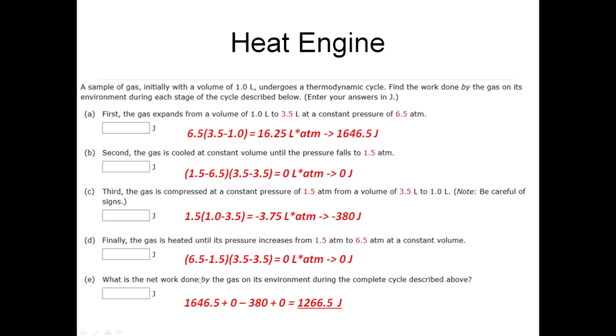The last question currently presented here is, what has the net work done by the gas on its environment during this complete 4-stage cycle? So, that is going to be our cue to take all 4 of our answers and add them together. This is the lump amount of work that this particular system does in its main acting phase, but at a different phase, work is done back on it. So when you add all these numbers together, you'll get a final answer of 1266.5 joules.